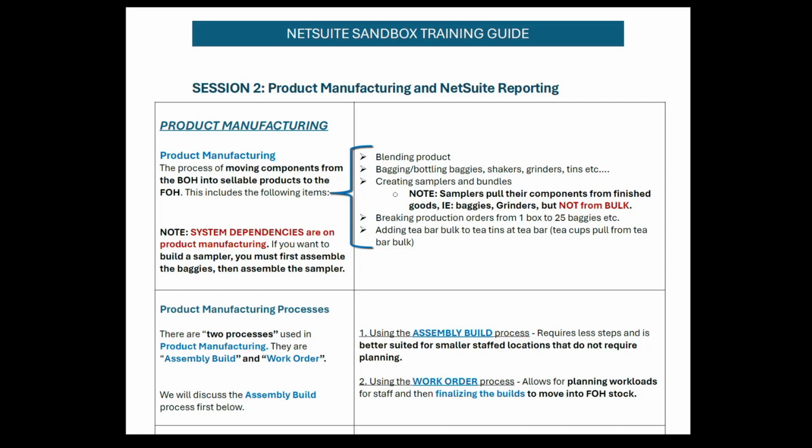The product manufacturing process. There are two processes used in this system to complete these tasks. One is the assembly build process, and the other is the work order process. The difference between the two: the assembly build process requires fewer steps and is better suited for smaller staff locations or owners that are always on site, whereas the work order process allows for planning workloads for a specific time period for your staff or even yourself, and then finalizing the bills later to move the stock out of the component level and into the sellable unit at a later time.